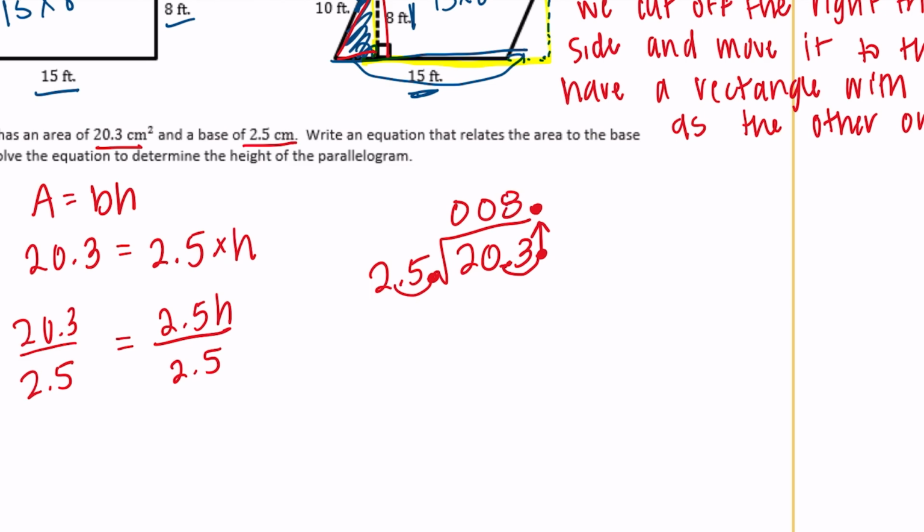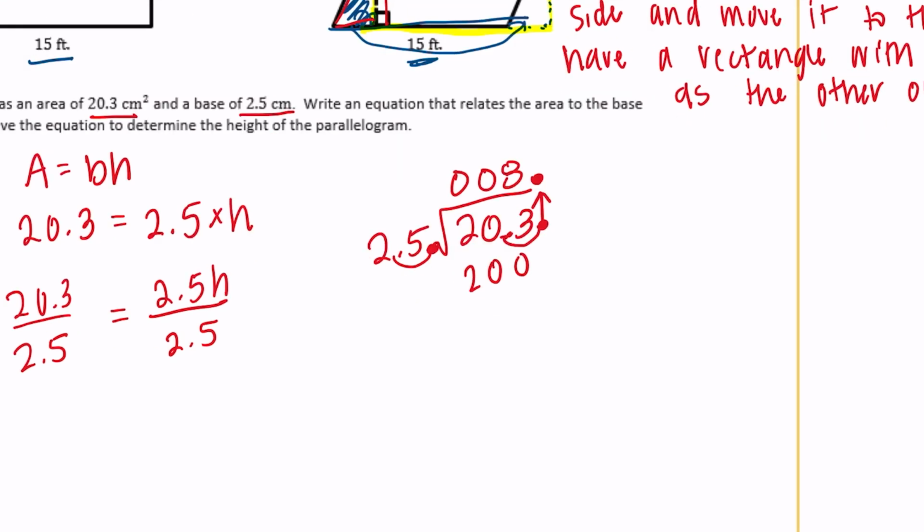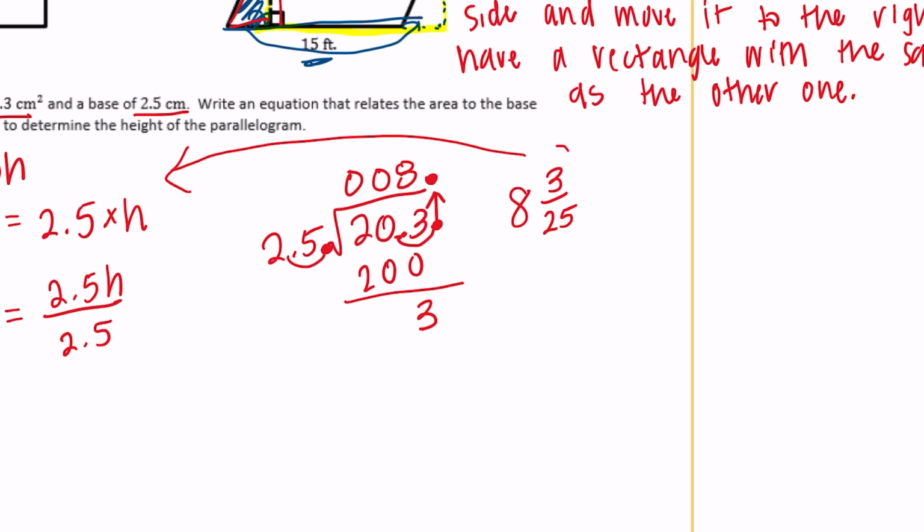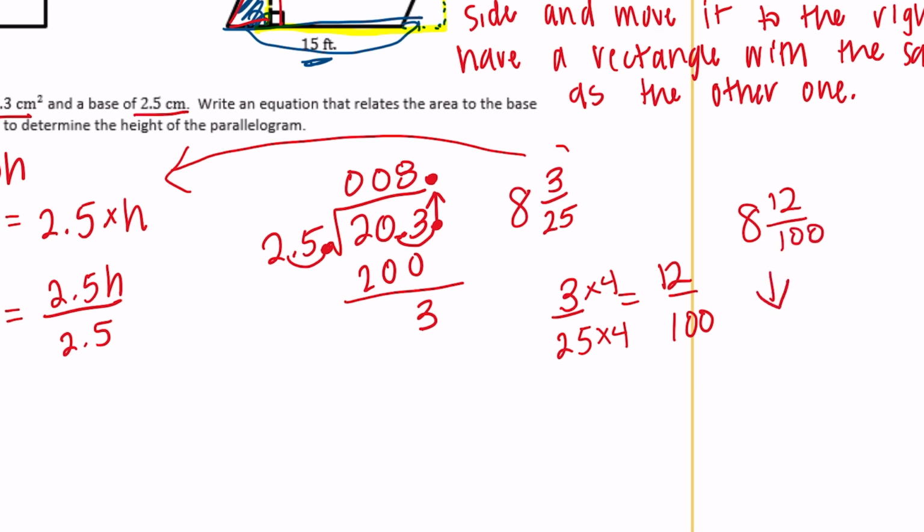So that would be 200. If we subtract, we have 3 left over. And there's nothing to put behind the decimal point. We just have a remainder, so 8 3/25. But what I notice, these are in decimal form, this is in fraction form. So in order to make this into a fraction, I'm going to take 3/25 and make it out of 100, because I can easily multiply 25 times 4 and 3 times 4. So it's really 8 12/100.